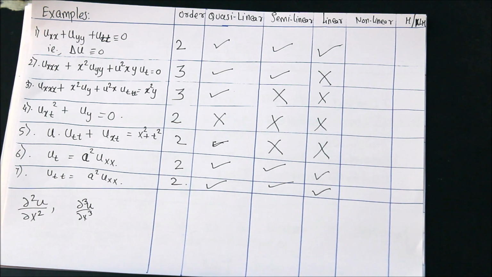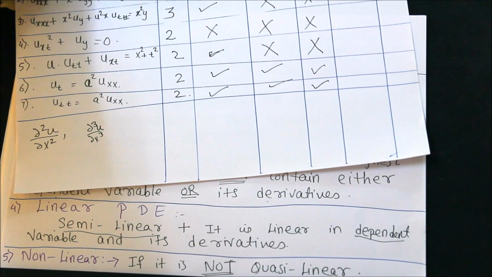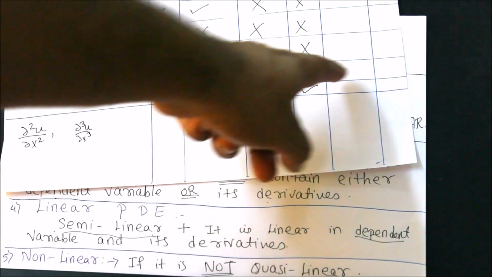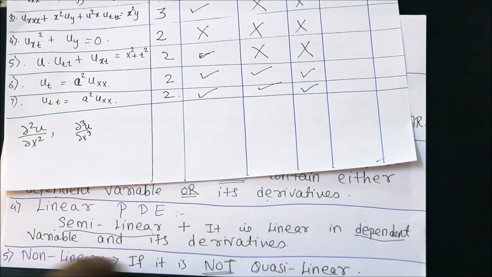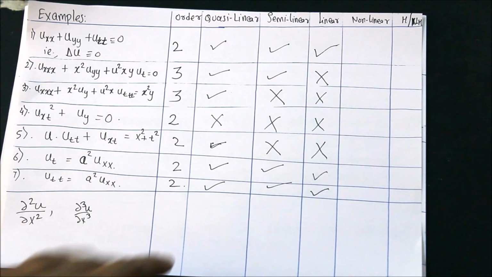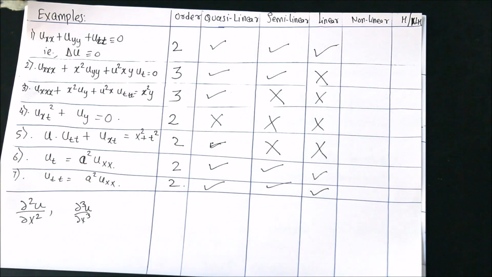And yeah, the last one is the non-linear. So when you call something non-linear, it is if it is not quasi-linear. If it is not linear, we won't say it's non-linear, so that's one thing one has to take care of. It should not be quasi-linear, and hence it won't be semi-linear, and hence it won't be linear. So if it doesn't fall into these three categories, in short, if it is not quasi-linear, then we say it's non-linear.